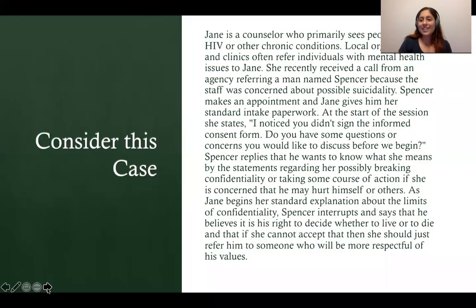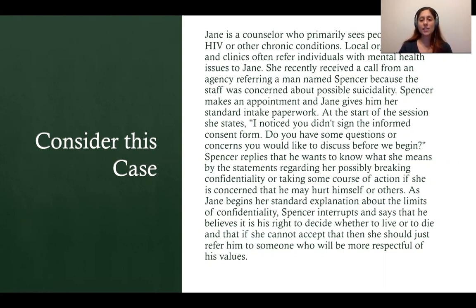All right, so we're going to consider a case here. I'll read it out for you, and we'll talk about a couple things. Jane is a counselor who primarily sees people with HIV or other chronic conditions. Local organizations and clinics often refer individuals with mental health issues to Jane. She recently received a call from an agency referring a man named Spencer because the staff was concerned about possible suicidality. Spencer makes an appointment and Jane gives him her standard intake paperwork.